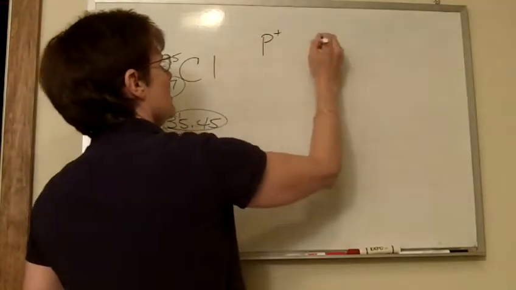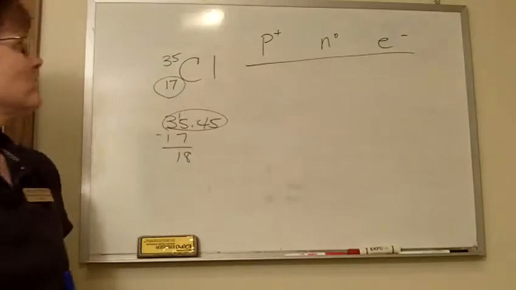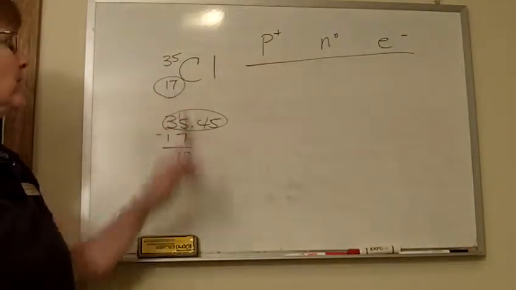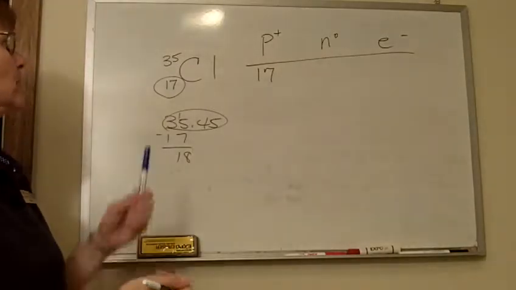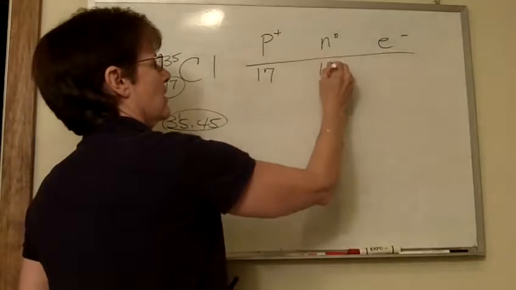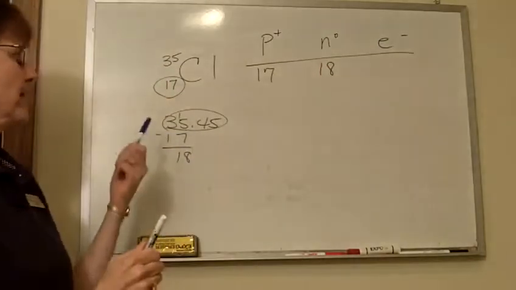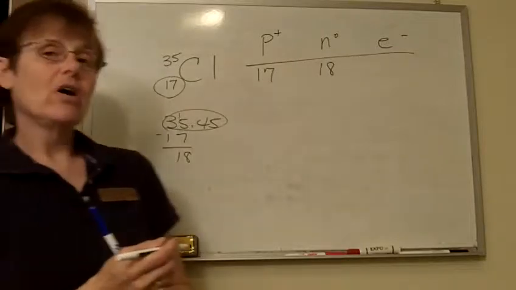We can say protons, neutrons, electrons. Make a little chart here. And the number of protons is easily found from the atomic number. The number of neutrons would be the difference between these two. So that would have to be 18, and then if I add them up, I get the mass number. And then the number of electrons, how about that?